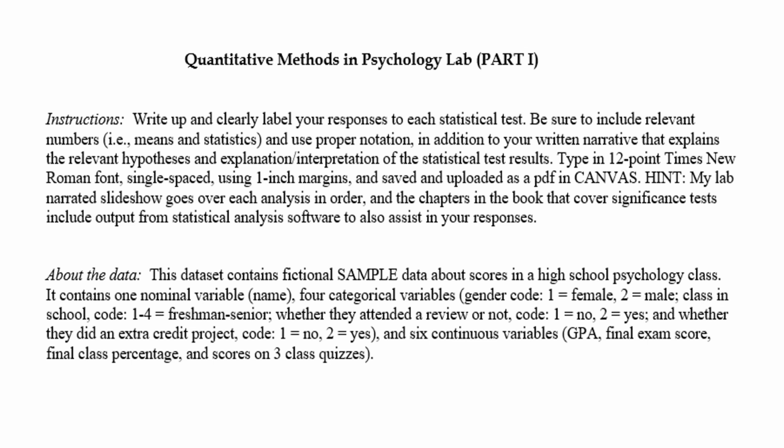Also, as mentioned before, when we think about our data, we have the codes for, again, if they attended the review or not. 1 is a no, 2 is a yes, and whether they did extra credit, 1 is a no, 2 is a yes. And then our 6 continuous variables: our GPA, final exam score, final class percentage, and these 3 class quizzes that took place over the course of the semester.